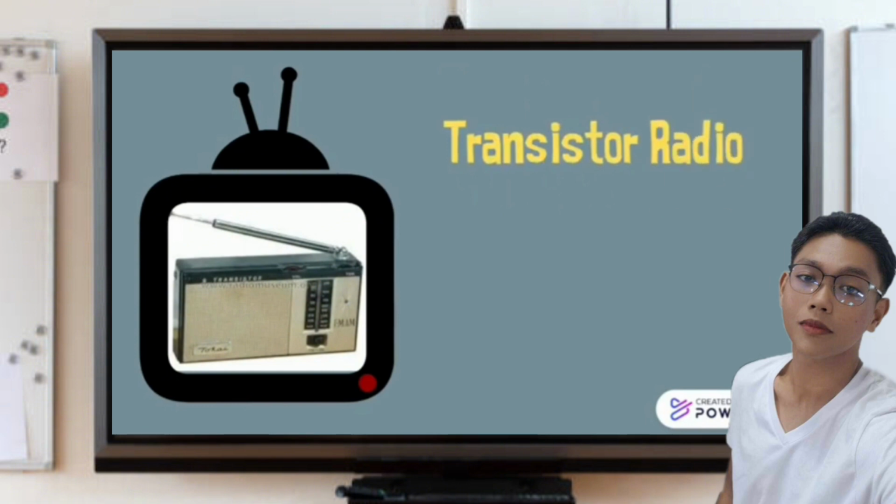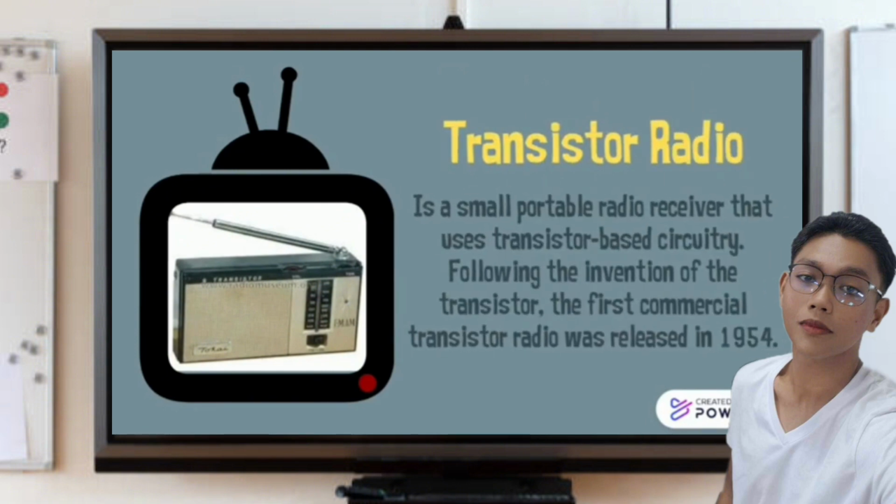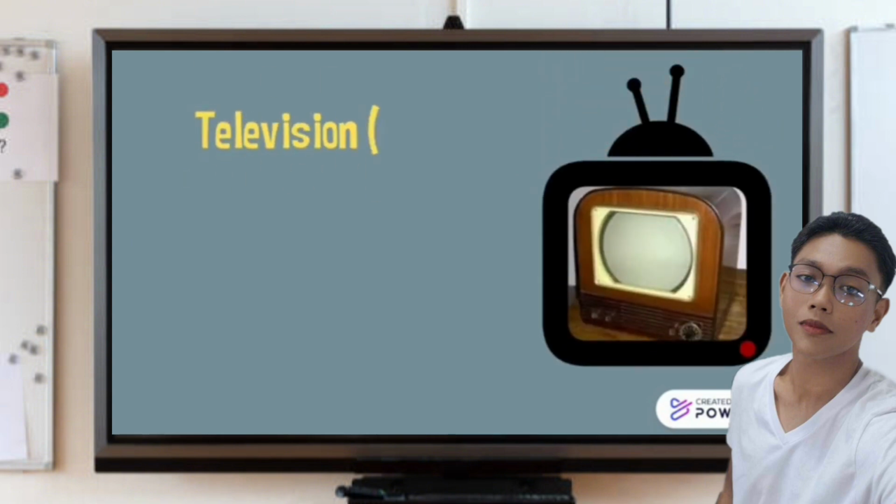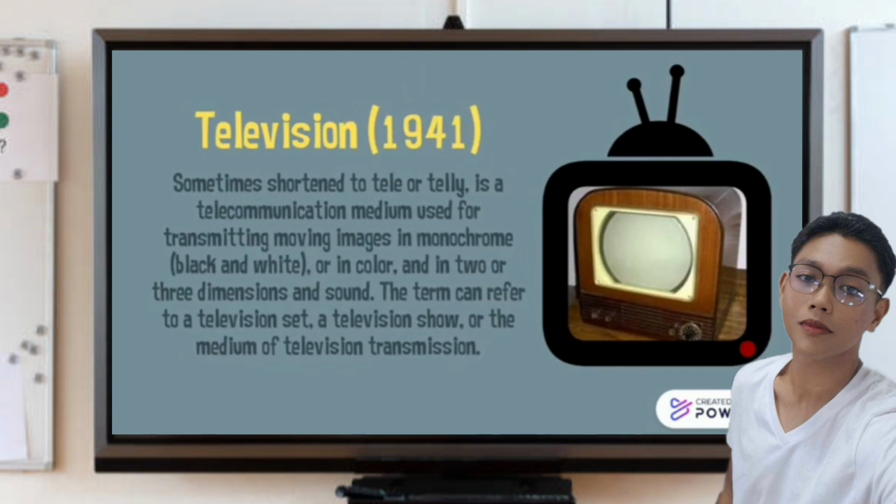A transistor radio is a small portable radio receiver that uses transistor-based circuitry. Following the invention of the transistor, the first commercial transistor radio was released in 1954. Television, 1941. Sometimes shortened to tele, it is a telecommunication medium used for transmitting moving images in monochrome, black and white, or in color, and in 2 or 3 dimensions and sound. The term can refer to a television set, a television show, or the medium of television transmission.